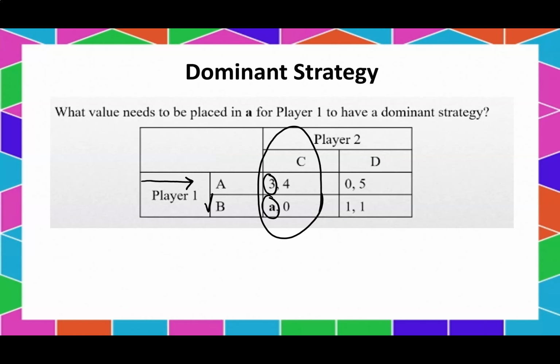It's okay if there's a tie if one of the other sections beats the other. So in this case, A has to be greater than or equal to 3 in order for B to be the dominant strategy. There's no possible way that A could be the dominant strategy because it fails when player 2 chooses option D.